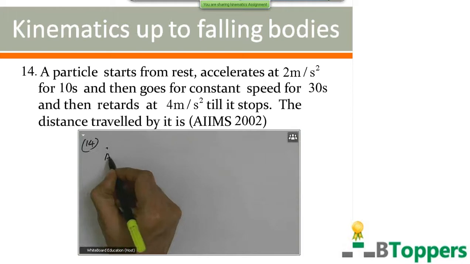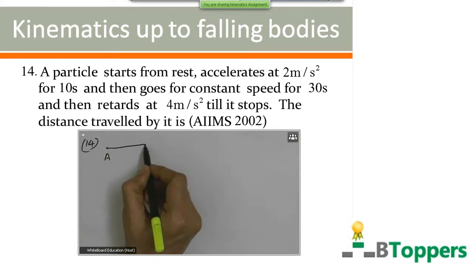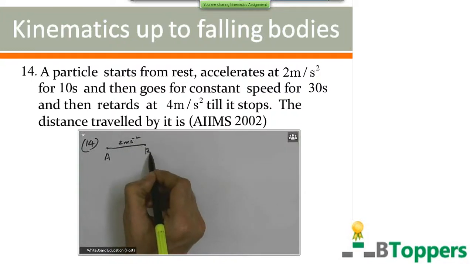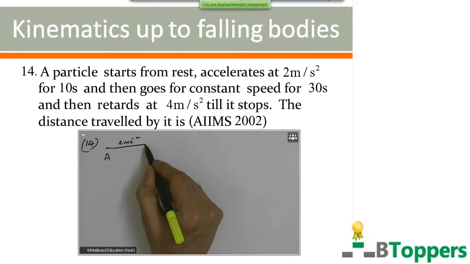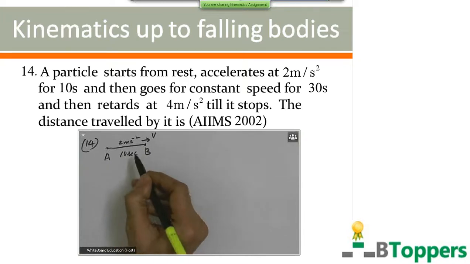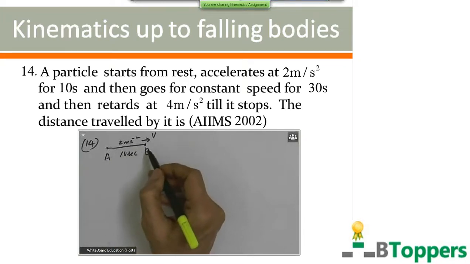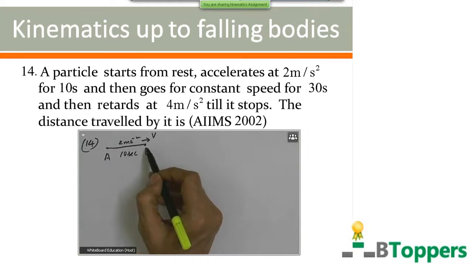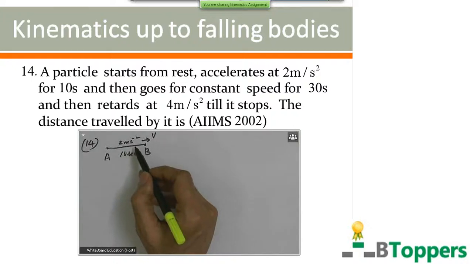Let us suppose the particle starts from the point A. The particle starts from rest from the point A and moves with constant acceleration of 2 meter per second square from A to B. Let us suppose the particle acquires a velocity v at the point B after the first 10 seconds. That means in the first 10 seconds, it starts from rest at the point A and moves from A to B with uniform acceleration of 2 meter per second square.